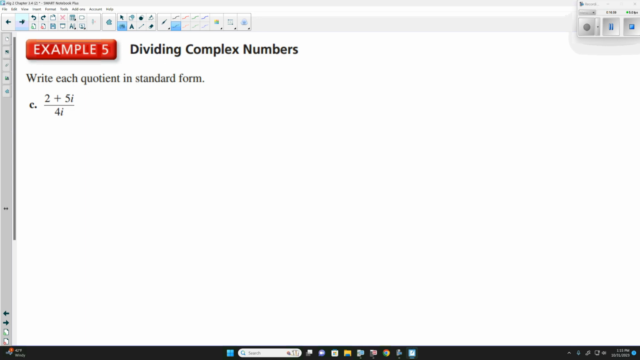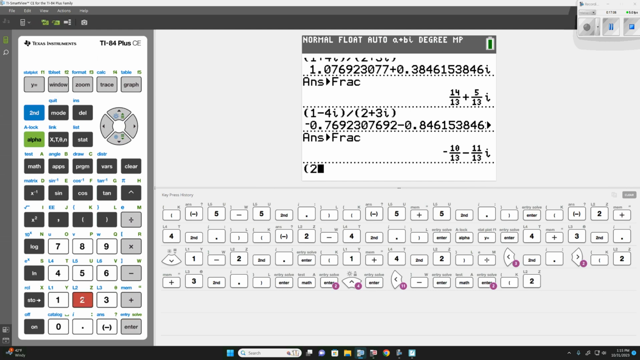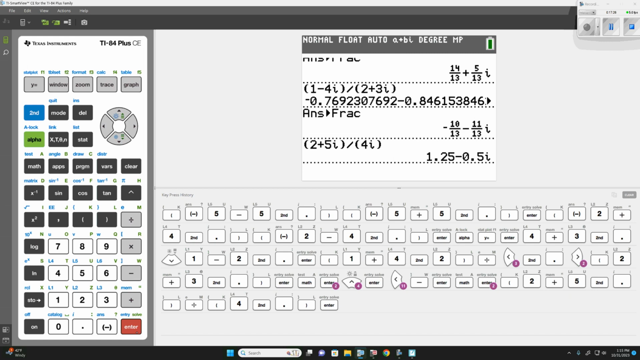Give this one a try: 2 plus 5i over 4i. So we say 2 plus 5i divided by 4i. We may or may not need the parentheses around 4i, but it's better to have them and not need them than need them and not have them. Math, enter, enter.